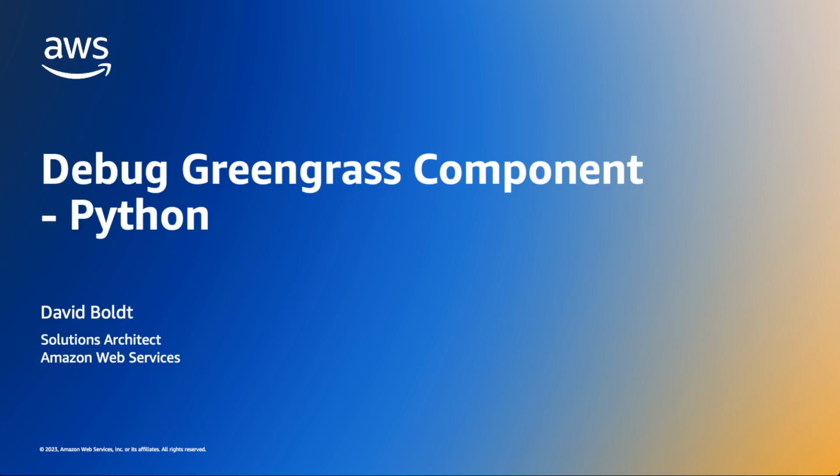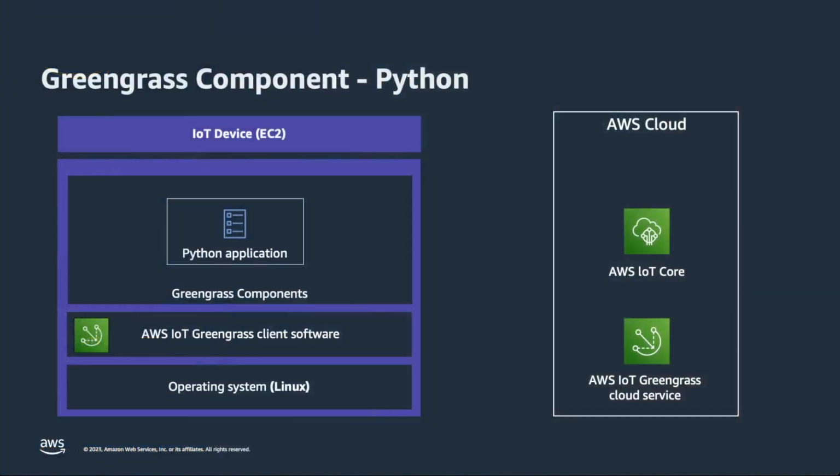In this video, I cover how to debug your Python Greengrass component using a remote debugger. I use an EC2 instance with the Greengrass client software installed to simulate an IoT device. The Python application runs as a Greengrass component and will publish MQTT messages to AWS IoT Core. The component uses the credentials provided by the Greengrass client software. I will show you how to build the component, deploy it locally, and the configuration settings for the remote debugger.